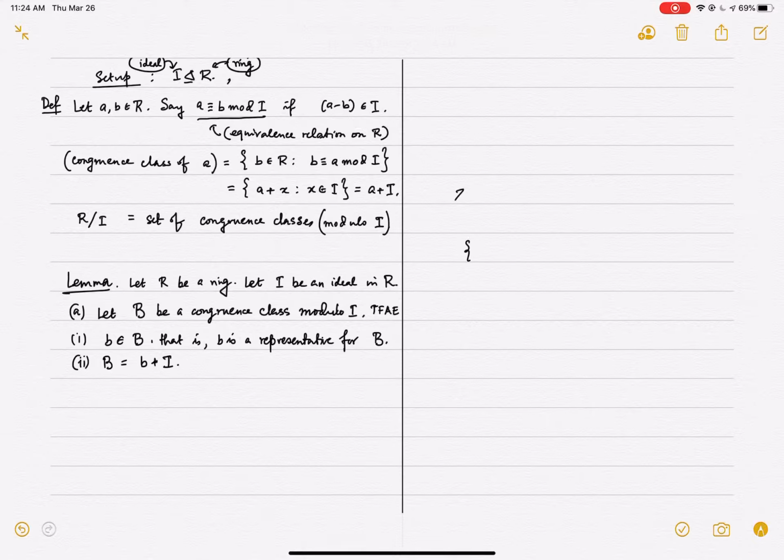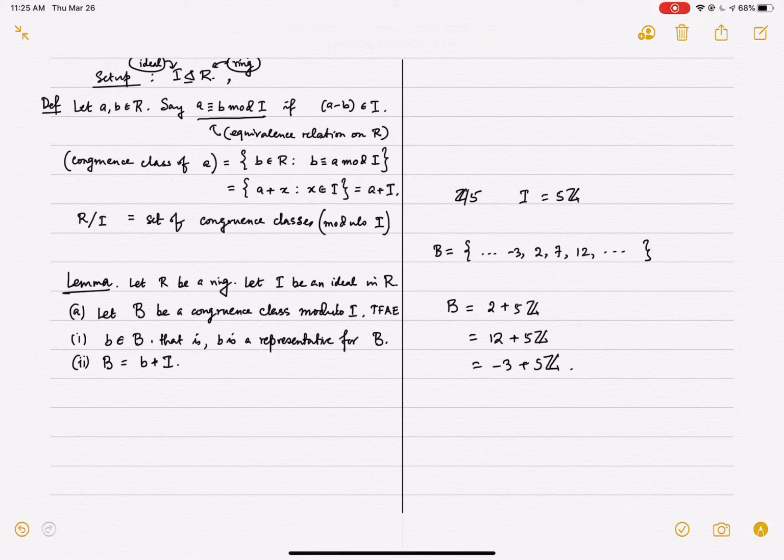So remember, in Z mod 5, this was a class. And then B is 2 plus the ideal. The ideal in this question was 5Z. But you can also name it by some other element. It's also 12 plus 5Z. It's also minus 3 plus 5Z. Yeah, that's what this is saying.